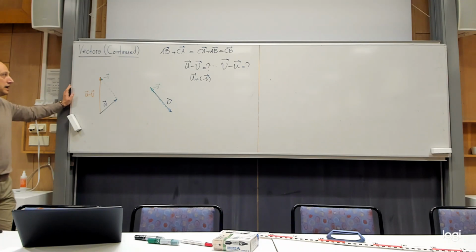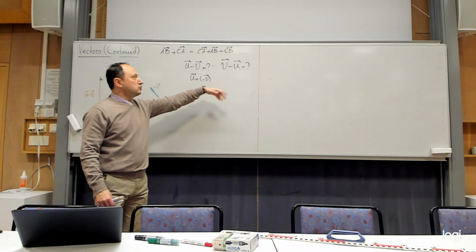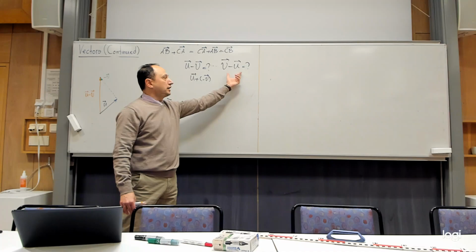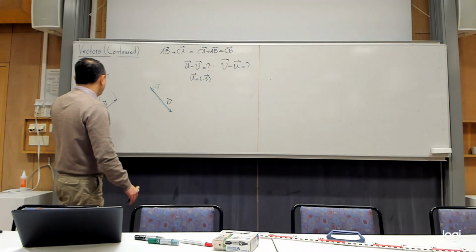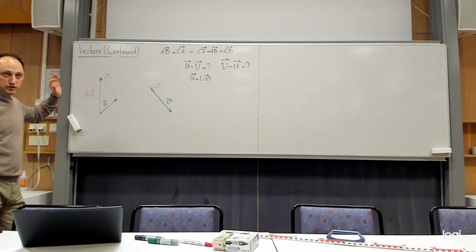So assume that I have already drawn this vector. My question is that this becomes an arrow at the end. My question is how that arrow is related to this orange arrow. What is your guess? Yes?